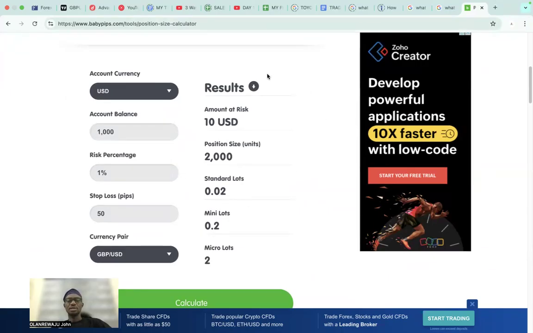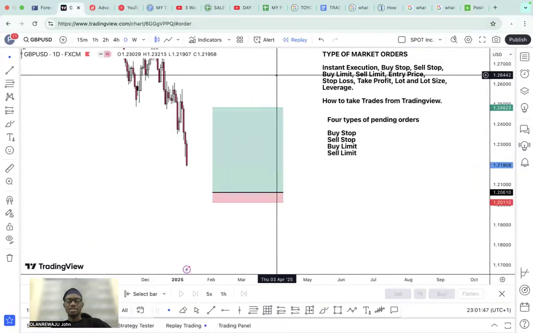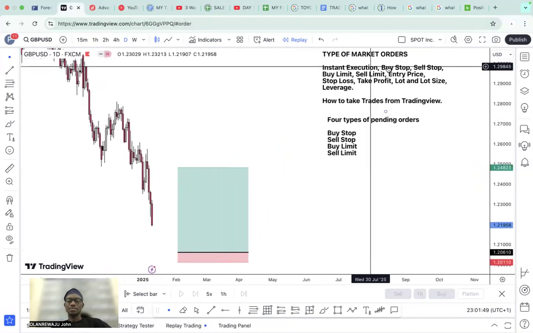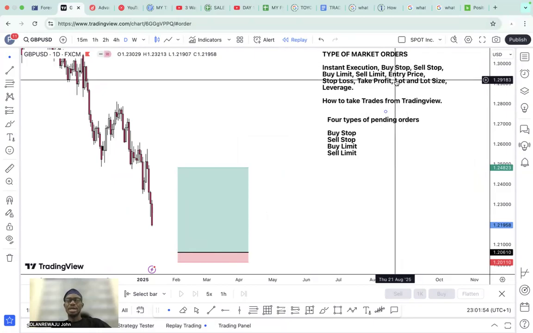So that's it, guys. Let us wrap up. In the market, we have 4 types of pending orders. Buy stop, buying at a price that is higher than the current market price. Sell stop, selling at a price that is lower than the current market price. Buy limit, buying at a price that is lower than the current market price. Sell limit, selling at a price that is higher than the current market price.